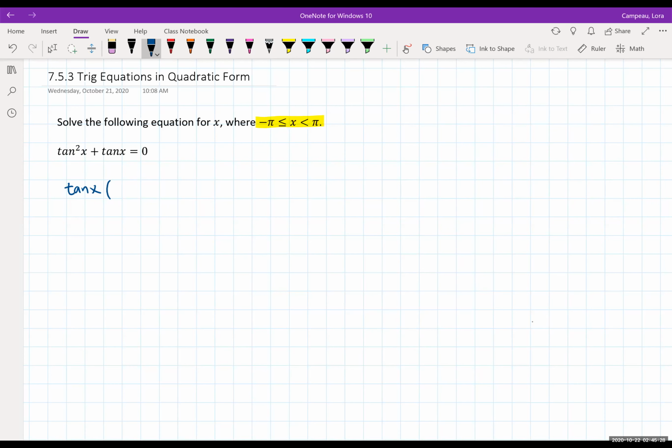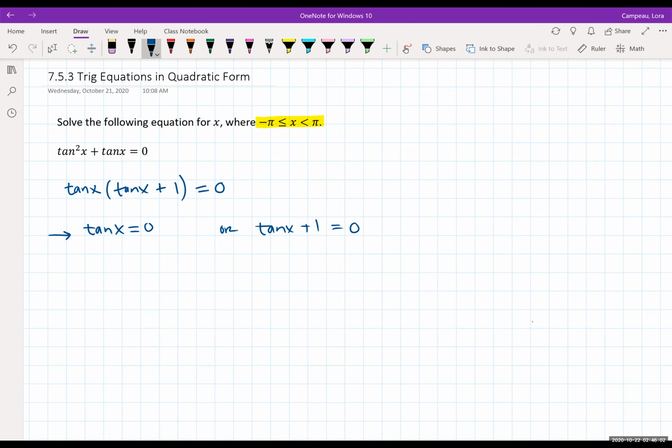If I do that from the first term, I'm left with the tangent x. If I factor out the tangent x from the second term, I'm left with a 1. And we still equal 0. So now that we're completely factored, what we can do is set each of the factors equal to 0. That's the zero factor property from algebra coming back to haunt us. So I have tangent x equals 0 or tangent x plus 1 equals 0.